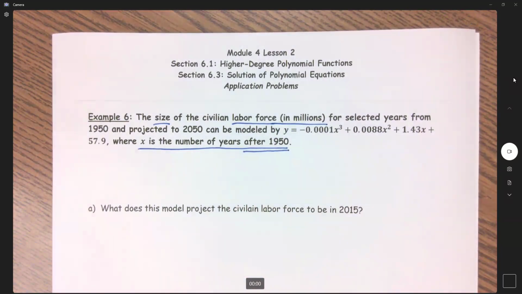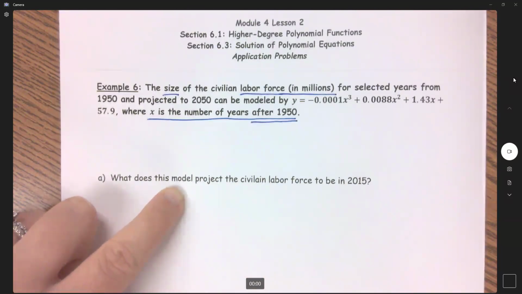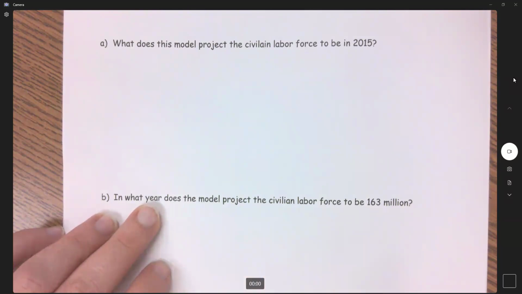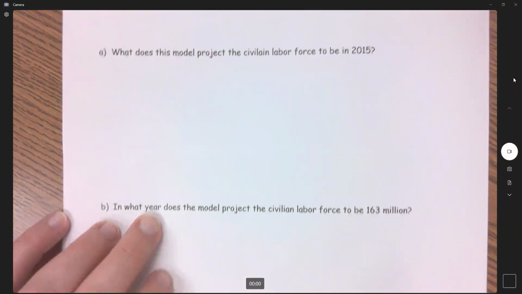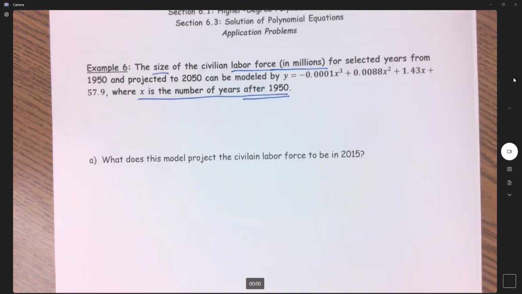Okay, so let's begin by graphing this, because then it wants to know, when will the model project the civilian labor force to be in 2015? And what year does the model project the civilian labor force to be at 163 million? So we can use our graphing calculator to answer those two questions. So let's start by graphing.